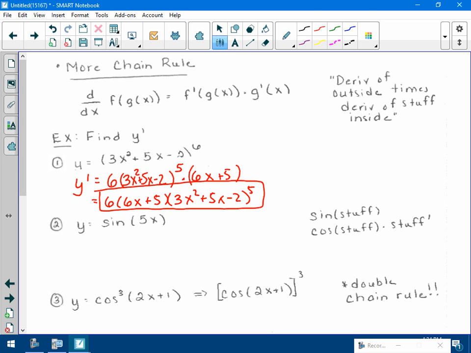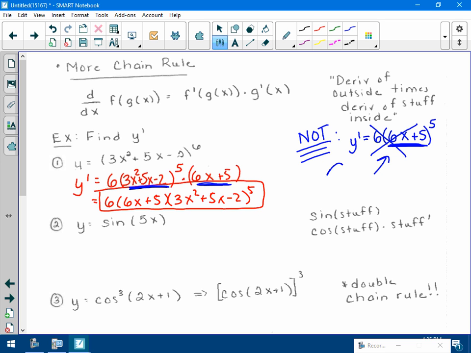Now here's something I want you not to do. This is the common mistake. People will say derivative is y prime equals 6 times 6x plus 5 to the 5th. Done. What did that person do? They took the derivative of the stuff too soon. You've got to take the derivative of the outside all on its own, ignoring that stuff, leaving that as is, and then multiplying by the derivative of the stuff afterwards. That's the chain part of it. So don't fall into that trap. Bad.